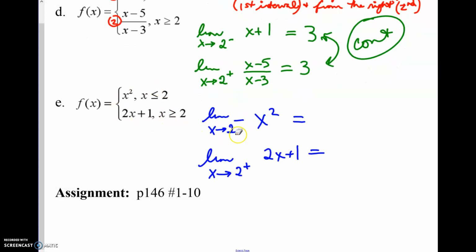Same type of question, piecewise function here. Let's look at what happens to the graph at 2 here, where it changes. If we come at 2 from the left, that's this interval where x is less than 2. If we put a 2 in here, we will get the answer of 4. If we approach 2 from the right, we're using this function, we put a 2 in here and we get the answer of 5.